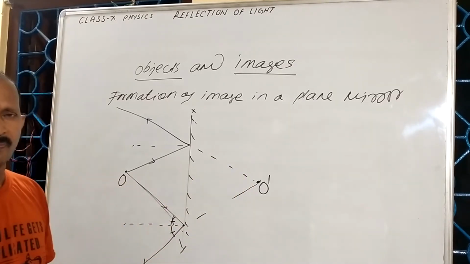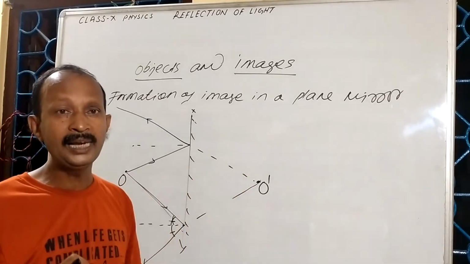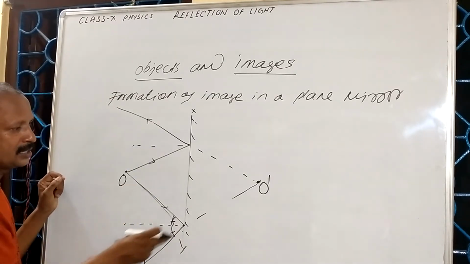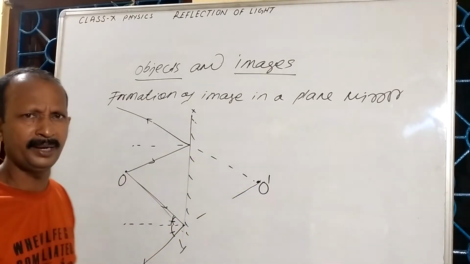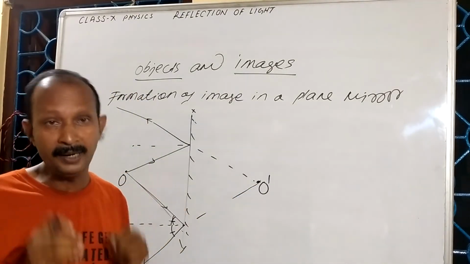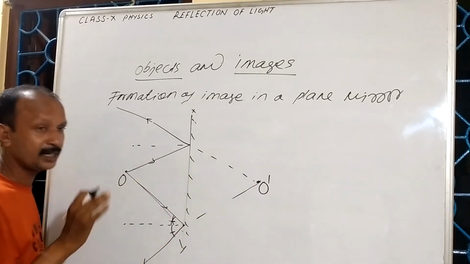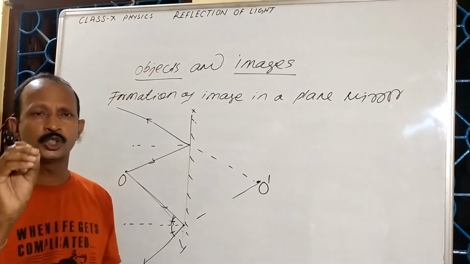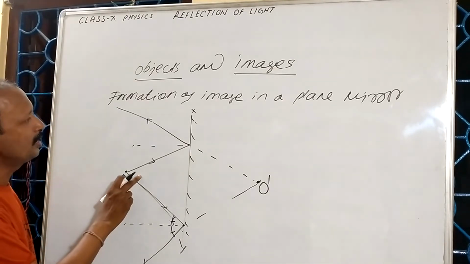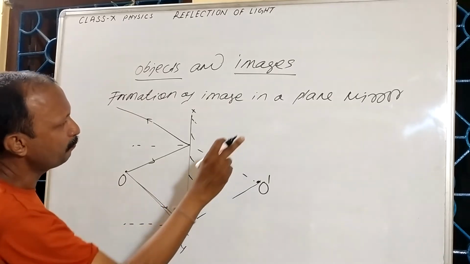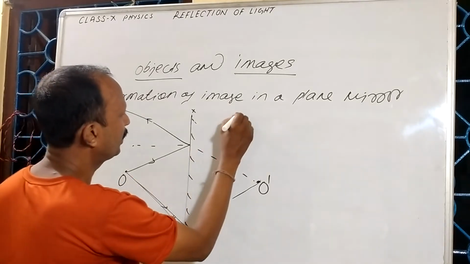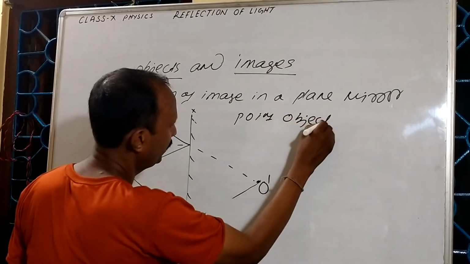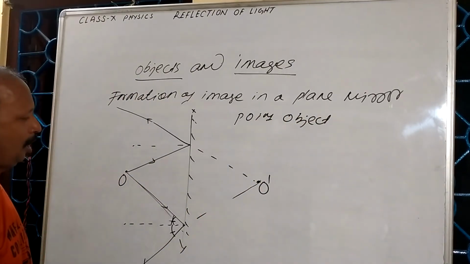This type of image is said to be a virtual image. In fact, these 2 reflected light rays are not coming from this point. It seems that they are coming from that point. So this image is called the virtual image. This is the formation of image in a plane mirror. This object I have taken is a point object.